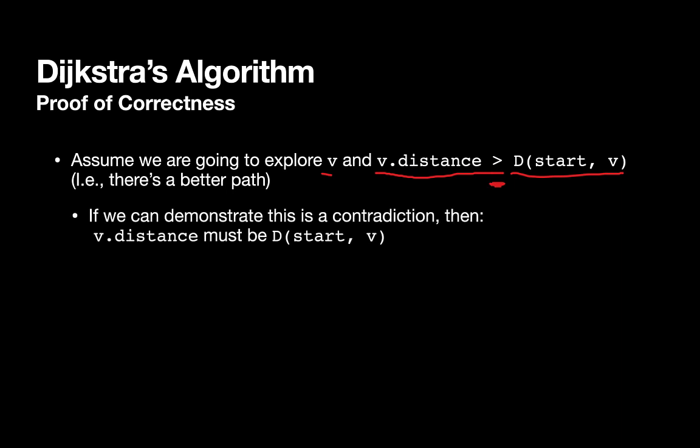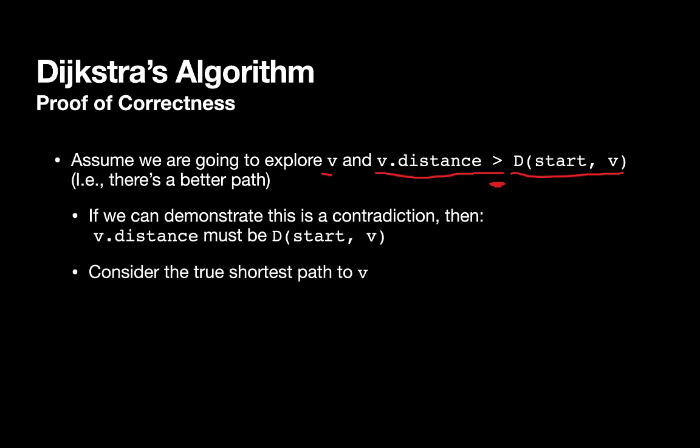So if we can demonstrate that this is in fact a contradiction, that it can't be true, if our estimated distance isn't greater than the true distance, then it has to be equal to the true distance. Because remember, we're relaxing it closer and closer to the true distance. And we start off with a really, really pessimistic estimate. So we won't ever be able to go below the true optimal distance.